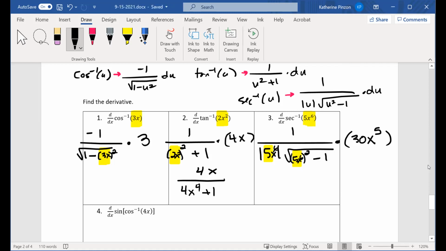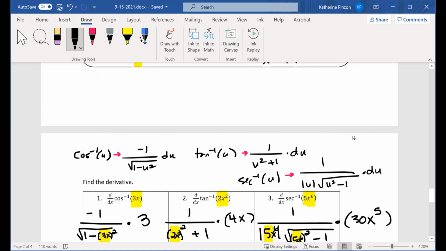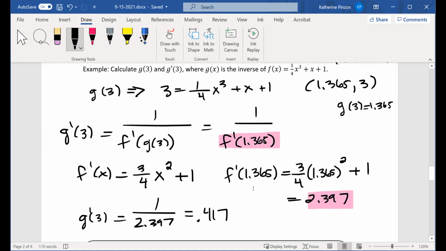Yeah, when we did the first problem, what was the answer to G of 3? Was it 1.365 or 1 over 1.365? 1 over 1 point, no, 1.365 went inside this derivative here. What was G of 3? G of 3 was 1.365. Yes. So the first answer, I guess we had two answers. G of 3 was 1.365 and G prime of 3 was this 0.417.